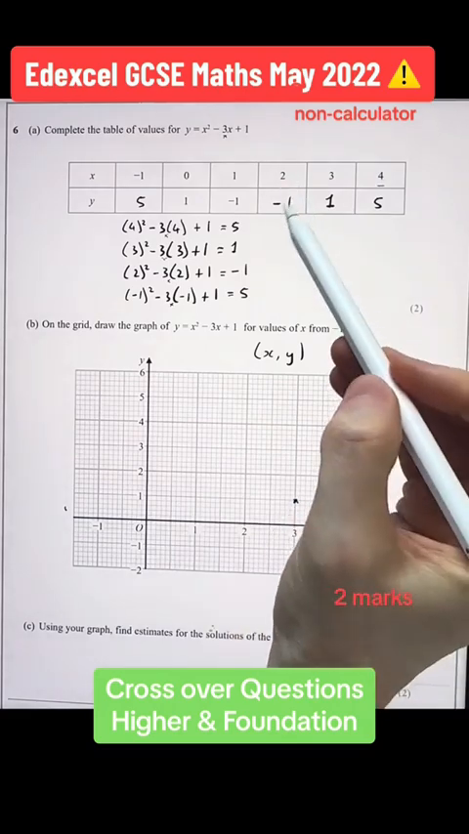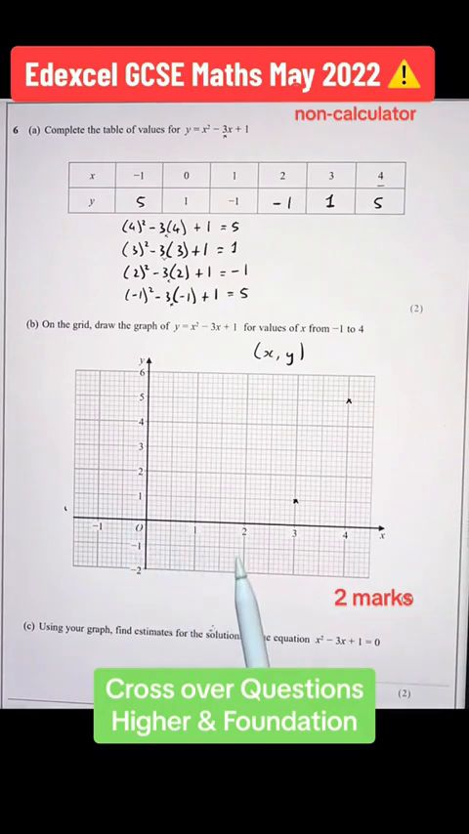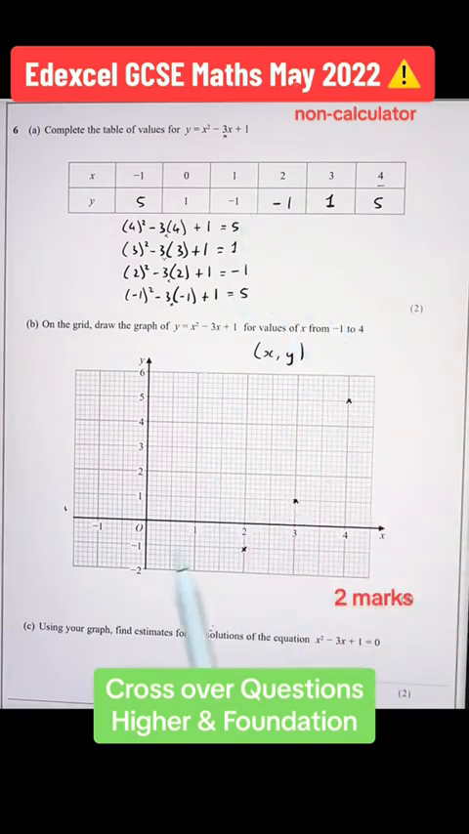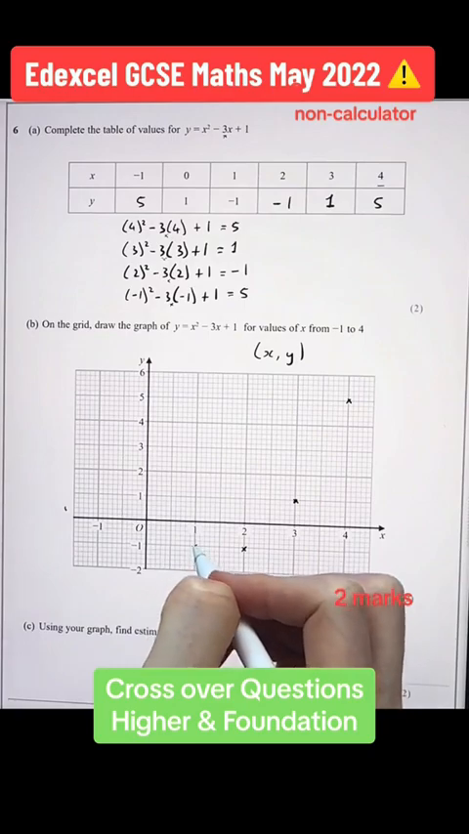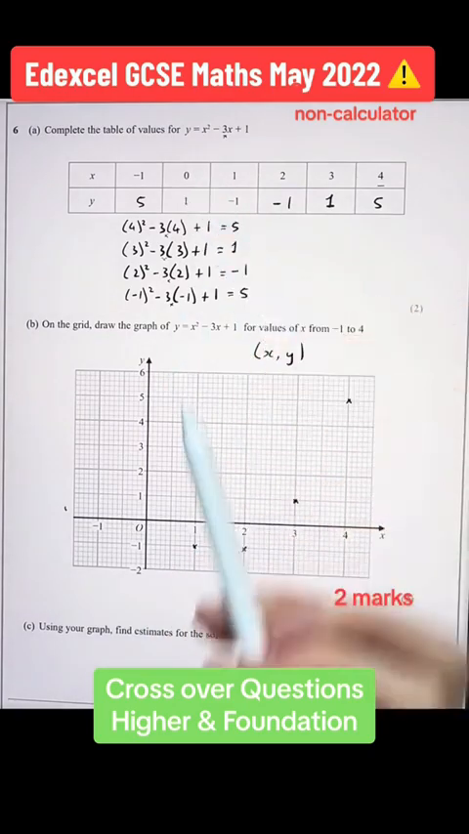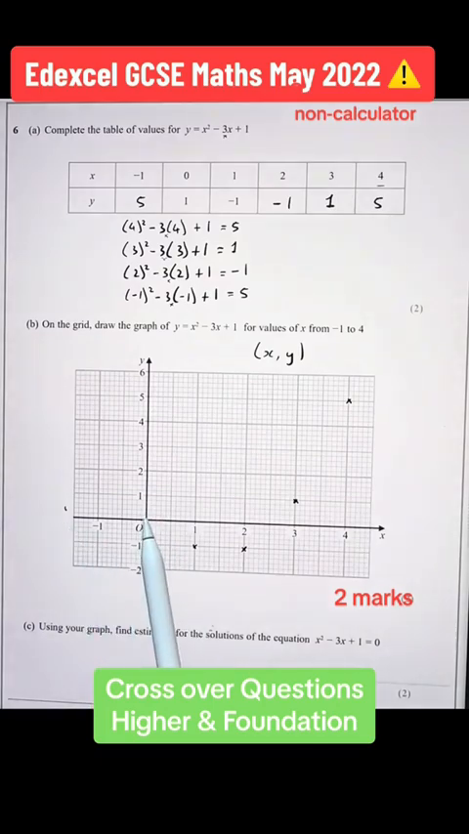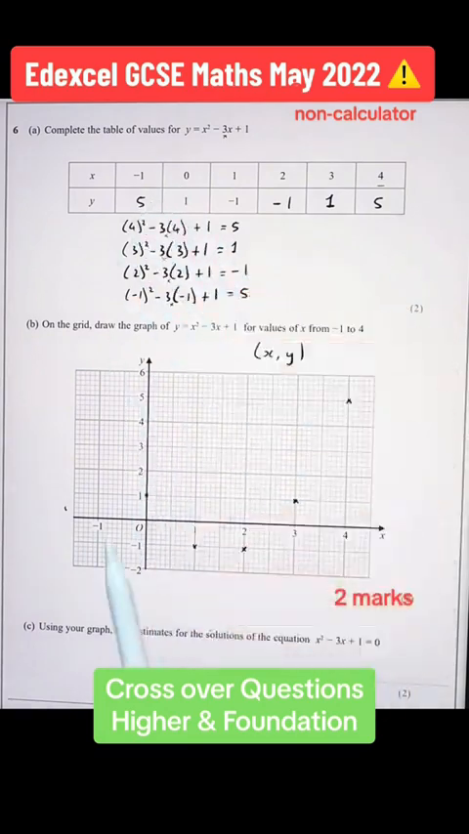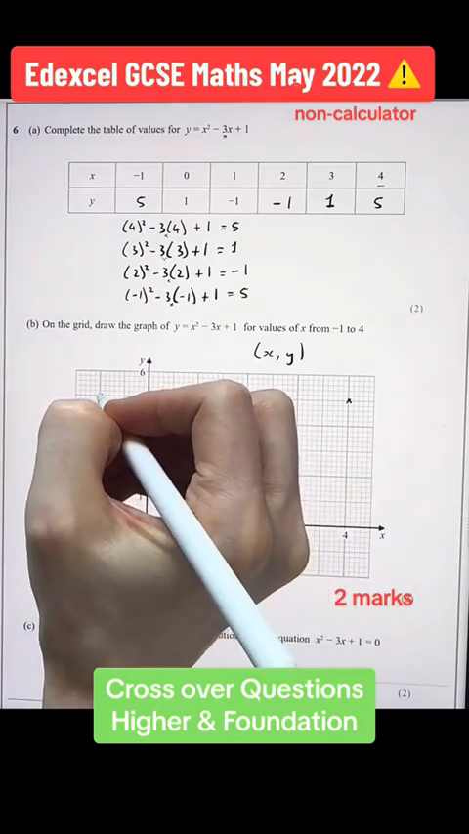My next coordinate is 2, negative 1. So I go along positive 2 in the x, and I come down negative 1 in the y. My next coordinate is 1, negative 1. So I go along positive 1 in my x direction and down negative 1 in my y direction and put a cross. My next coordinate is 0, 1. So I go nowhere in my x direction and I go up positive 1 in my y direction, put a cross. And finally, negative 1, 5. I go negative 1 in the x direction and up positive 5 and put a little cross.